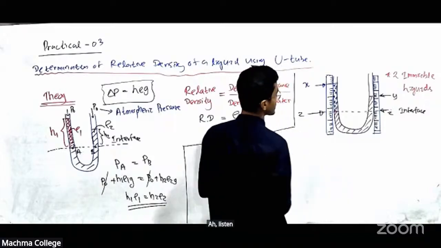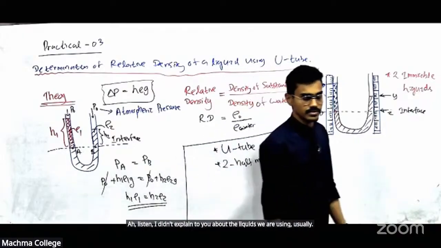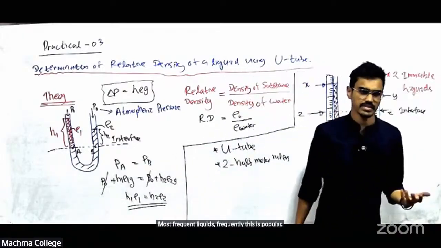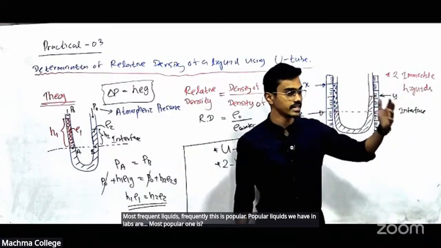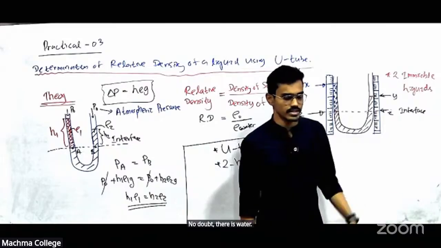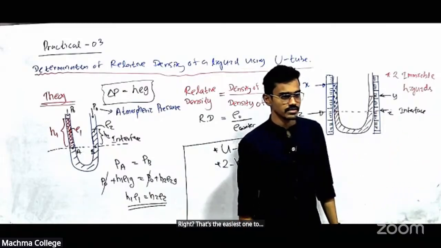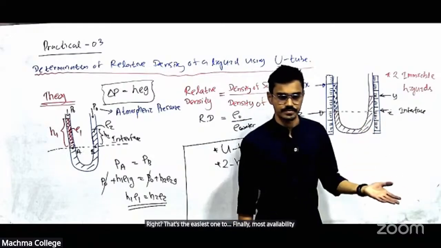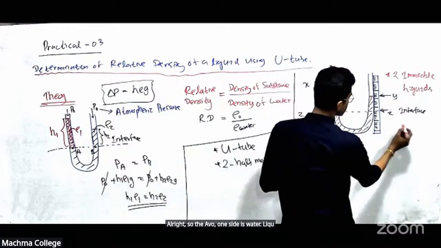Listen, I didn't explain to you about the liquids we are using usually. The most popular liquid we have in labs is, no doubt, water. That's the easiest one to find. Most availability is with water, right? So one side is water. The liquid with the higher density is water.